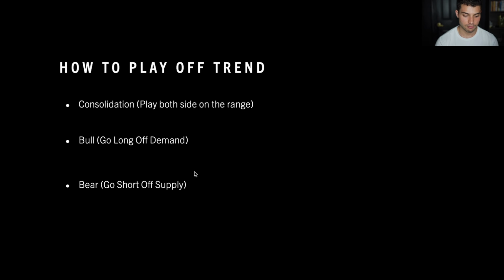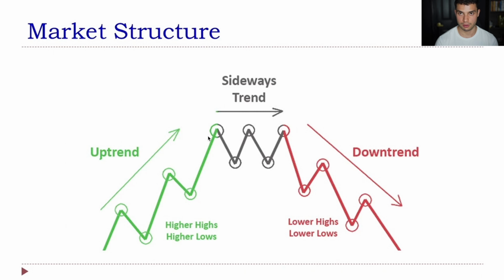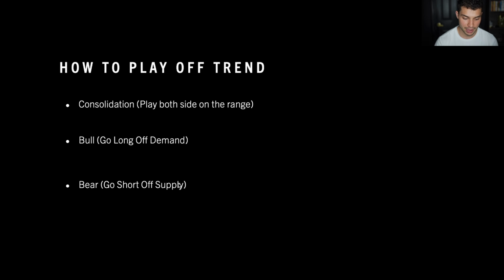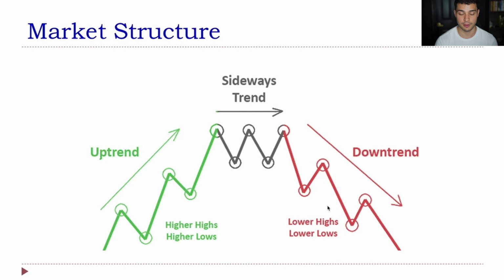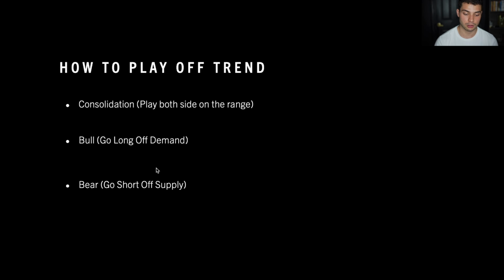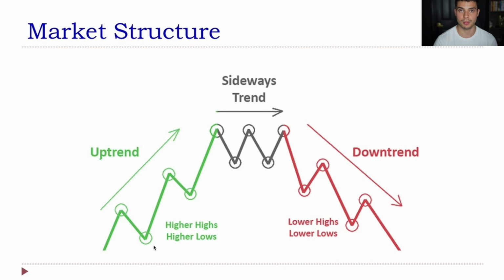Then we have bullish, so that's an uptrend. Bullish just means uptrend, and bearish just means downtrend, okay? So with a bullish trend, an uptrend, we are focusing on going long off demand. And demand and supply are zones that I'll be telling you guys about in this video a little bit later on. But that's basically it: in a bullish uptrend, you want to get in on the dip.